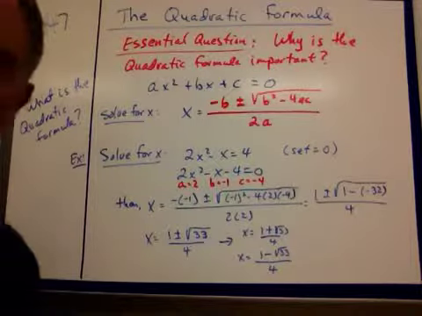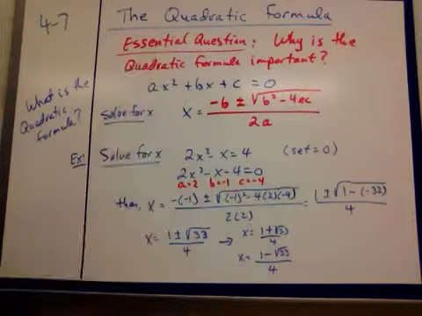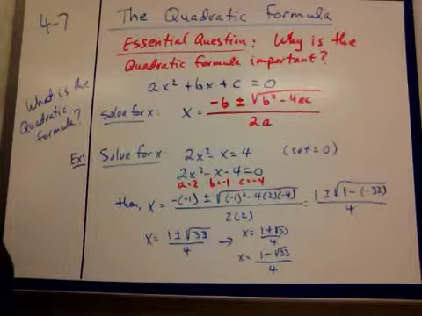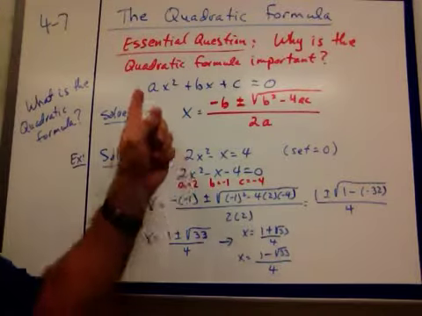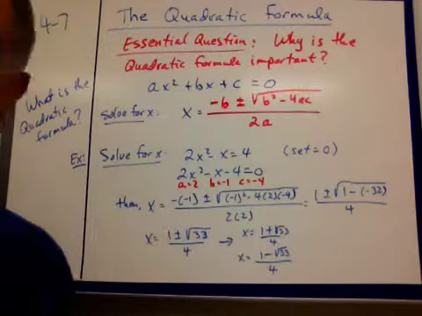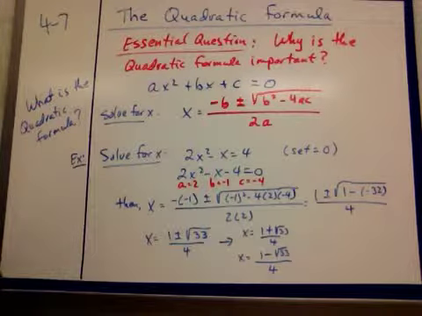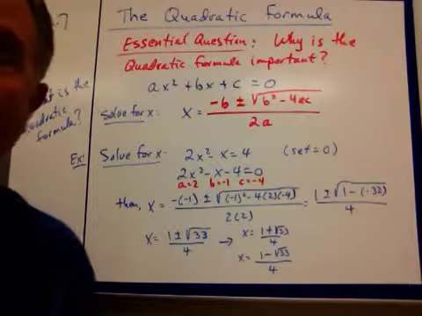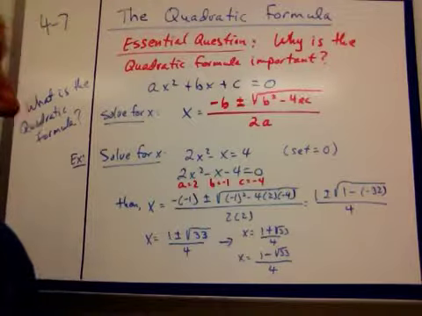Alright, Algebra 2, 4-7, the quadratic formula. Essential question: why is the quadratic formula important? It's important because there are times when you're given trinomials in standard form, or it could be a binomial, any quadratic where it's x squared, and you can't factor it, okay? Or there's some long drawn out way to try to get to the answer.